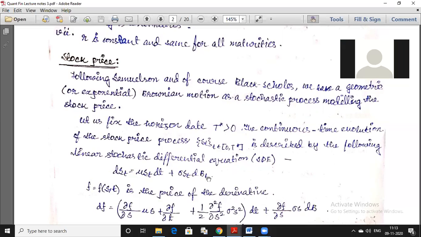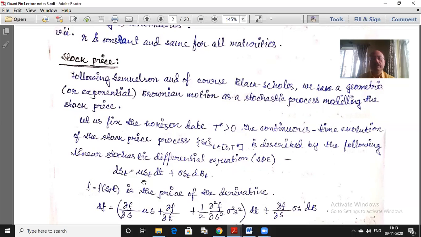Clear? Yes, sir. So these kinds of Ito processes are called geometric Brownian motion models, because if I take log, then it becomes a Brownian motion. So it is like the connection between normal distribution and lognormal distribution. We all know that. And also we fix some time horizon. We are not going to work with infinite time.